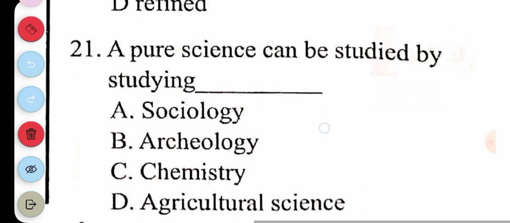Question 21. A pure science can be studied by studying A. Sociology, B. Archaeology, C. Chemistry, D. Agricultural science. And the correct answer to this is C. Chemistry.